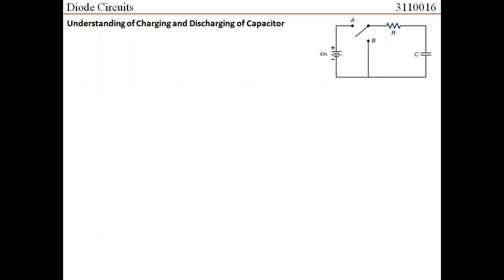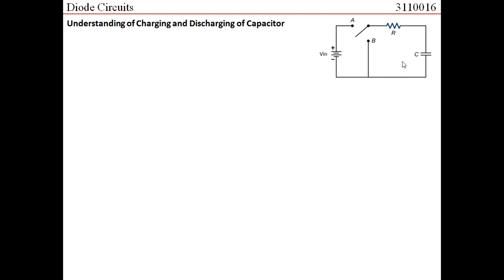Let us start with understanding of charging and discharging of a capacitor before actually moving on to the circuits of clampers. Because clampers use capacitors, it would be very helpful for us if we understand how capacitors behave. We know that capacitors are basically charge storing devices. It basically stores energy in the form of charge, and the more charge is stored inside a capacitor, the more would be the voltage across the capacitor.